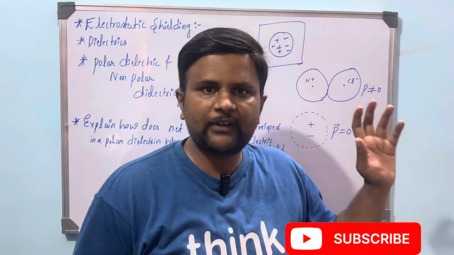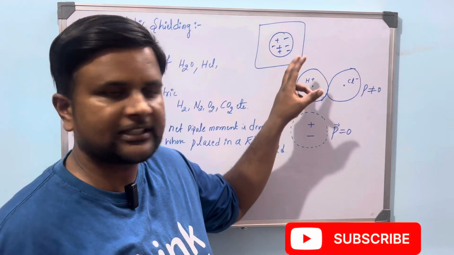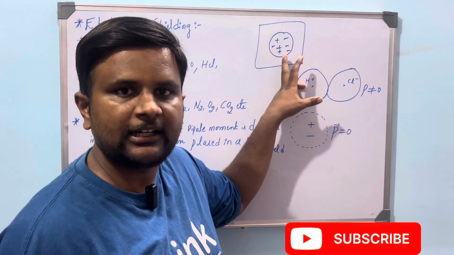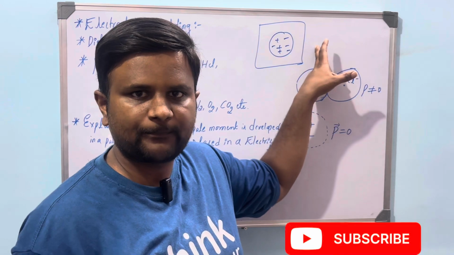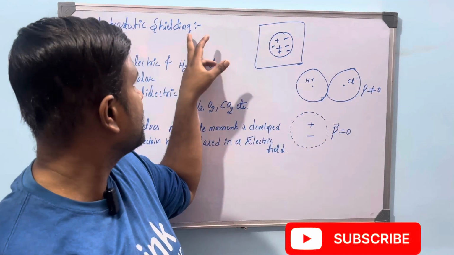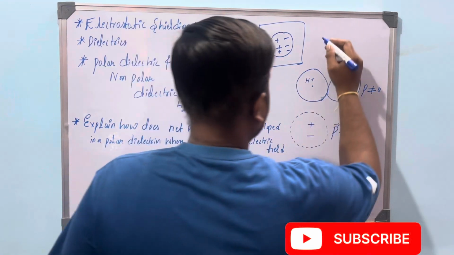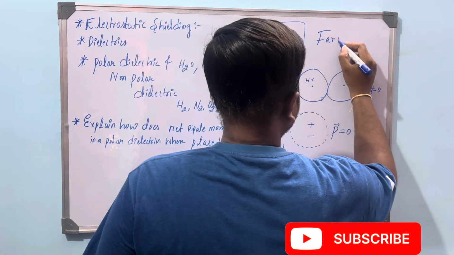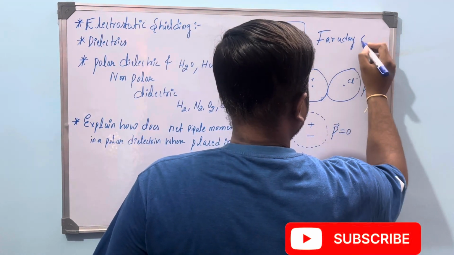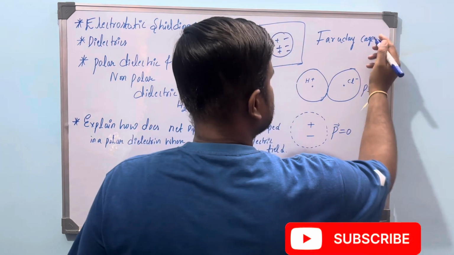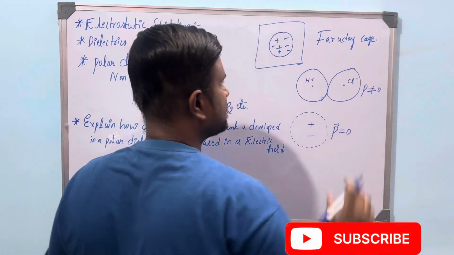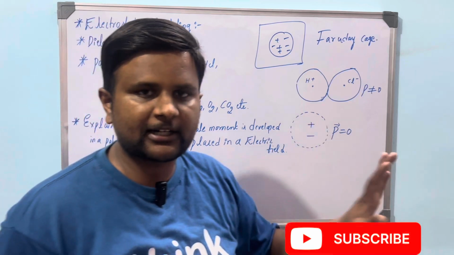The definition is: it is a process in which the cavity of a conductor is shielded from an outside electric field. This is called electrostatic shielding. It is also called a Faraday cage. A Faraday cage is a case which is used to block the electric field.